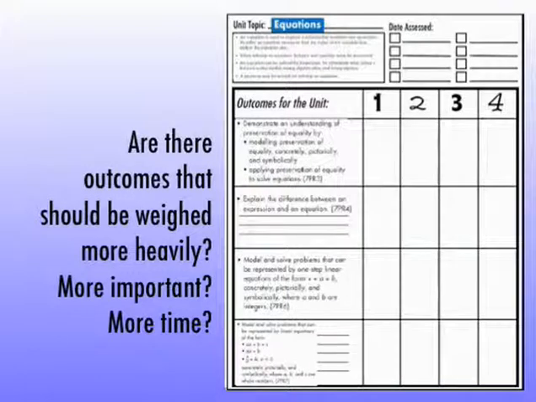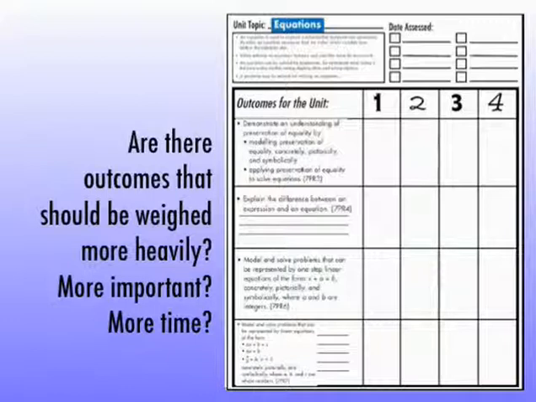But if we see the example on the screen here, I think explain the difference between an expression and an equation, outcome number 2. That's important, but it's not as important as the last one where they have to model and solve problems that can be represented by linear equations, so and so and so, concretely, pictorially, symbolically, where A, B, and C are whole numbers and so on.